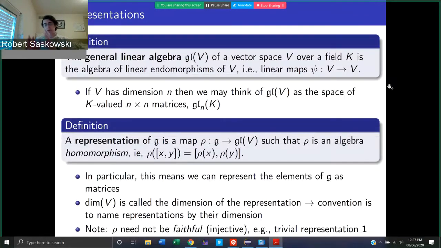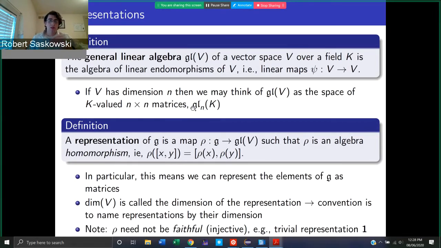So now that we know about subalgebras, let's talk a bit more about what we mean by representations. First, we can define what's known as the general linear algebra of a vector space. Given any vector space V over some field K, the general linear algebra of the vector space is the algebra of linear endomorphisms of the vector space. In other words, it's linear maps that take the vector space to itself. Since, if V is finite dimensional with dimension n, it's isomorphic to k to the n, we can think of GL of V as the space of k-valued n by n matrices. We denote it as GLn of k.